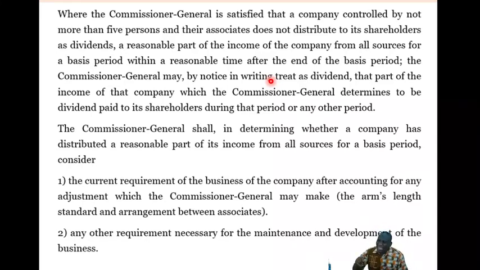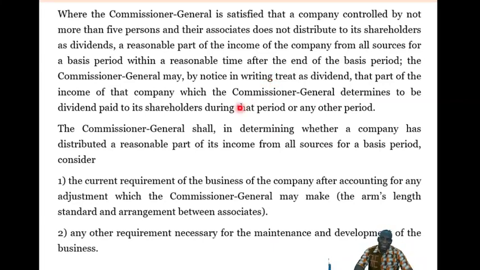So the Commissioner General, knowing that it can happen this way, decided to enact the anti-avoidance provision in the law, which empowers the Commissioner General, by notice in writing, to write to the company and declare a reasonable part of the profit as dividend and ensure that they pay it to themselves so that he can get his withholding tax on the dividend. That's about the taxation of shareholders.